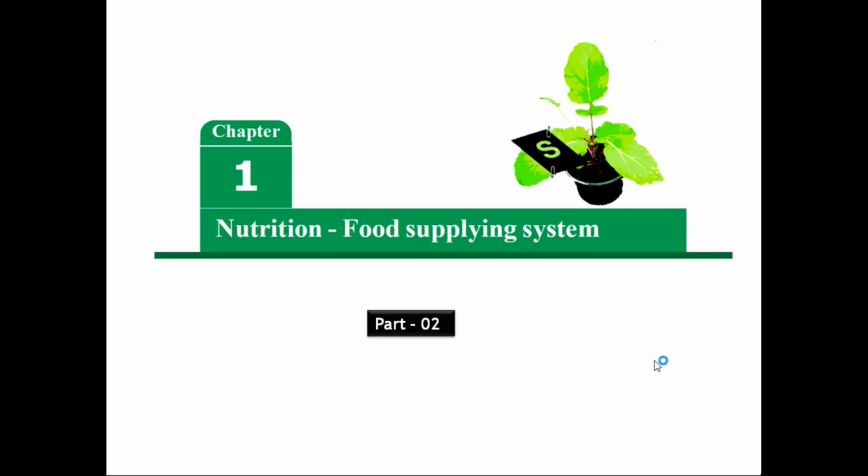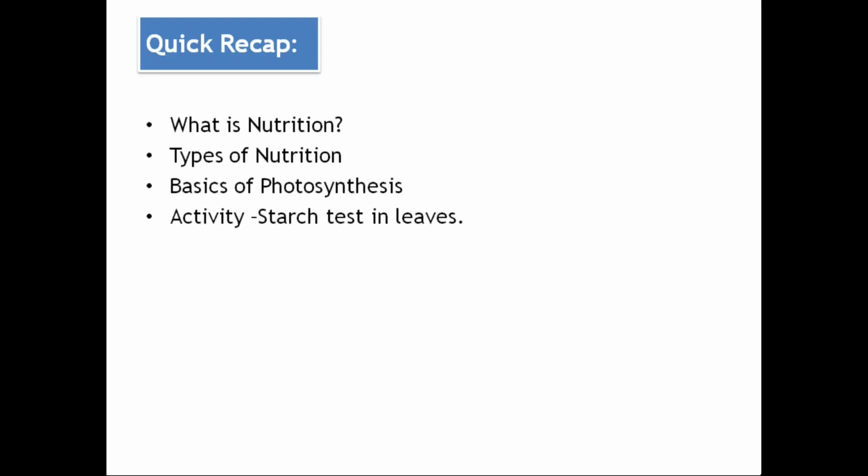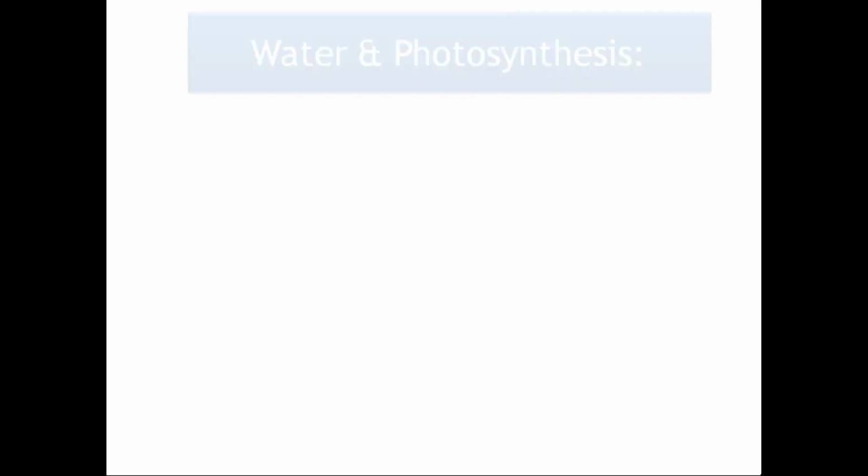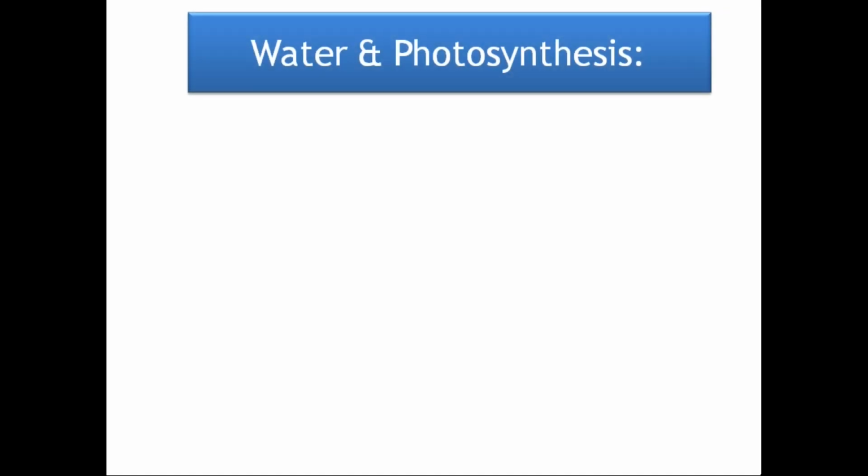Let us continue with lesson 1, Nutrition, the food supplying system. In our last class, we have learnt about what is nutrition and types of nutrition, and the basics of photosynthesis, and an activity to test for the presence of starch in leaves. And today, let us study how scientists experimented to find out the materials required for the process of photosynthesis.